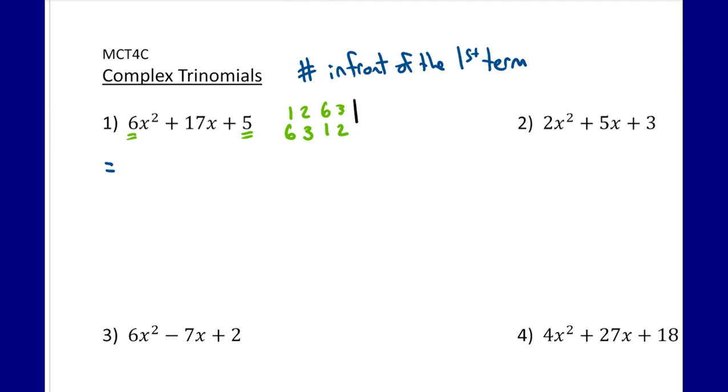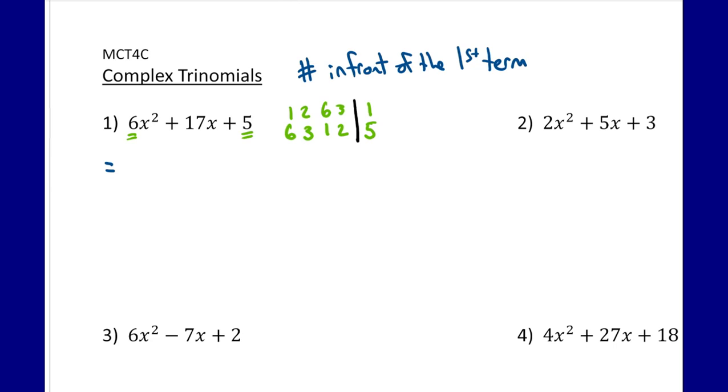We're then going to draw a line, and we're going to look at the second term, 5. We're going to start with the smaller number on top. So 1 and 5. That's it. There are no other factors, but we're not going to flip the second one.